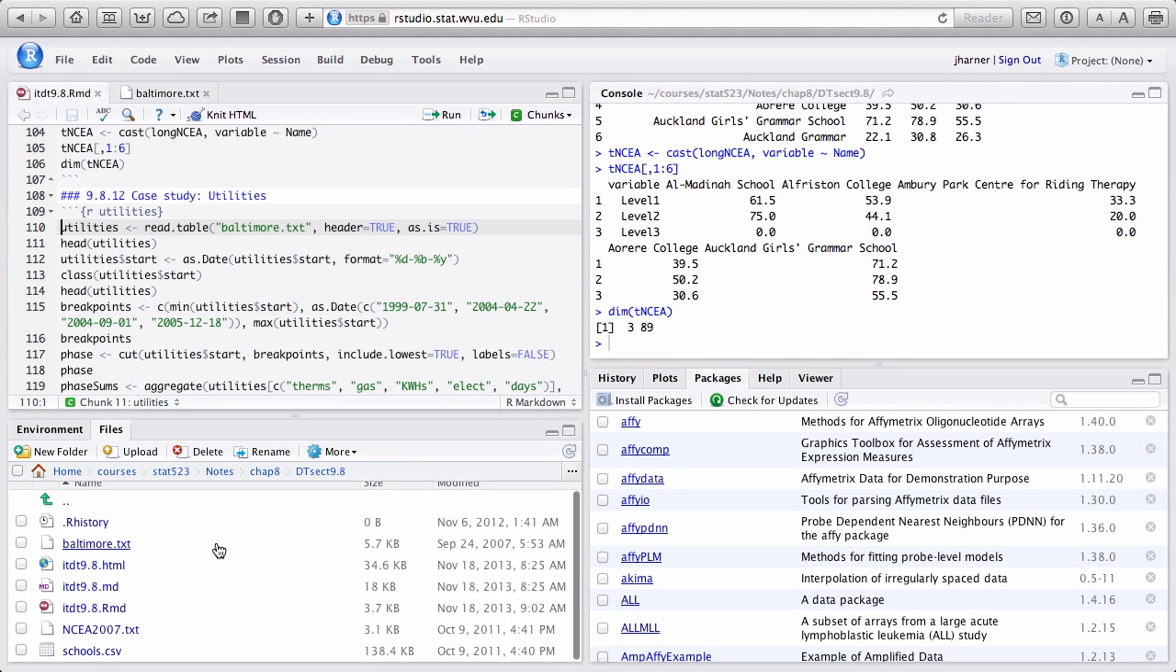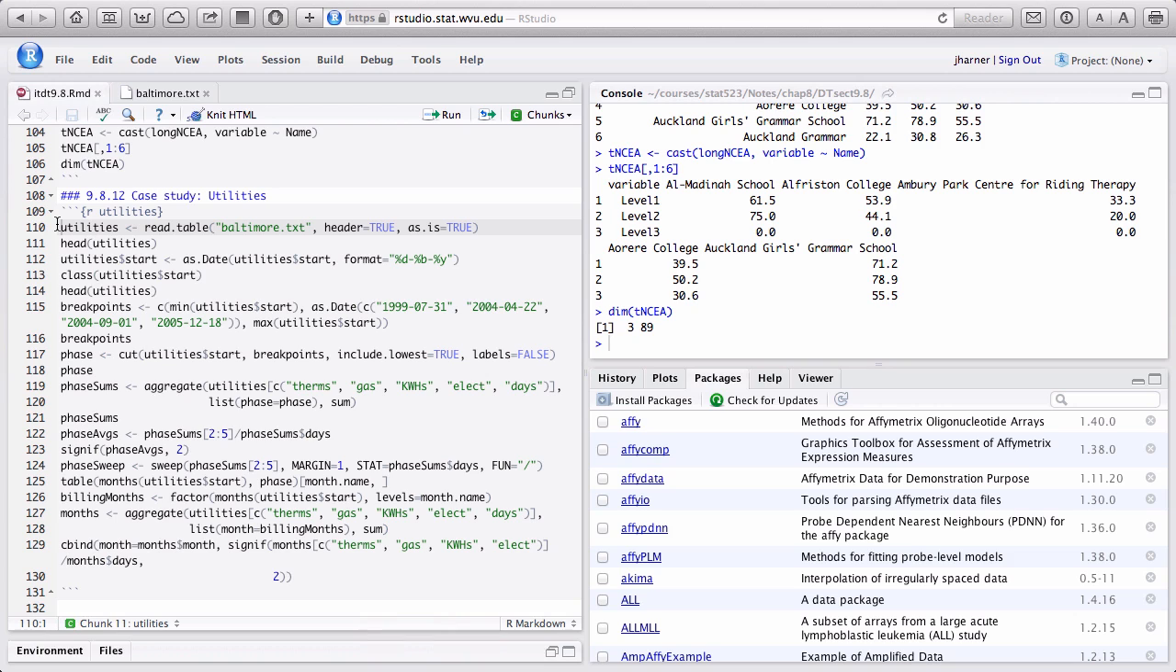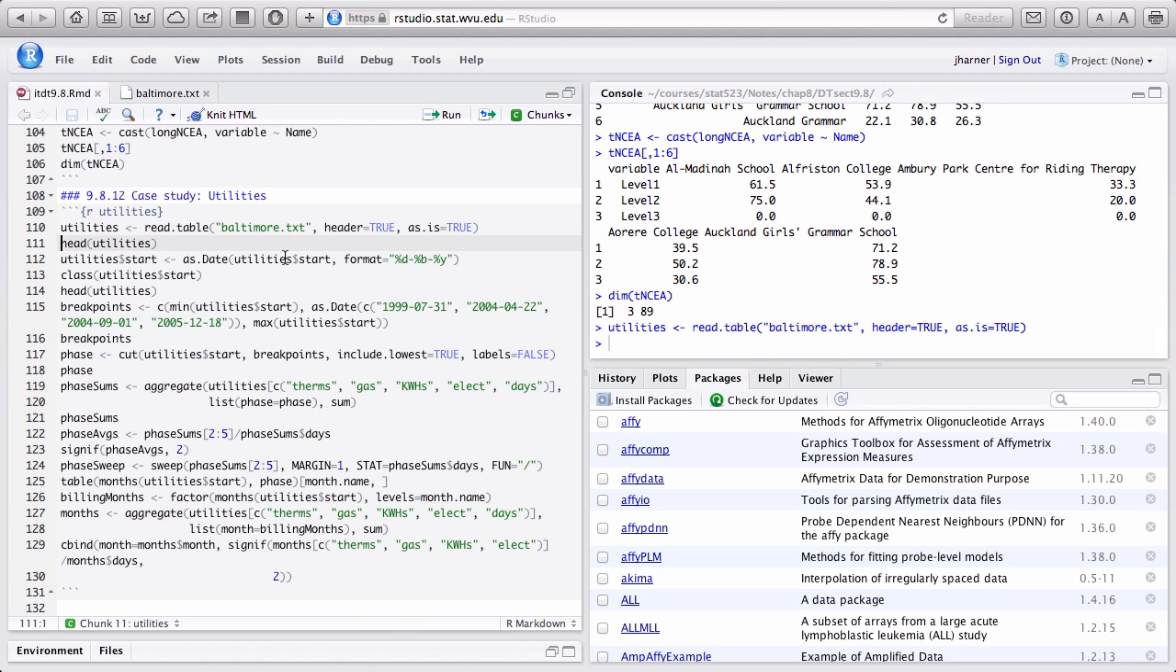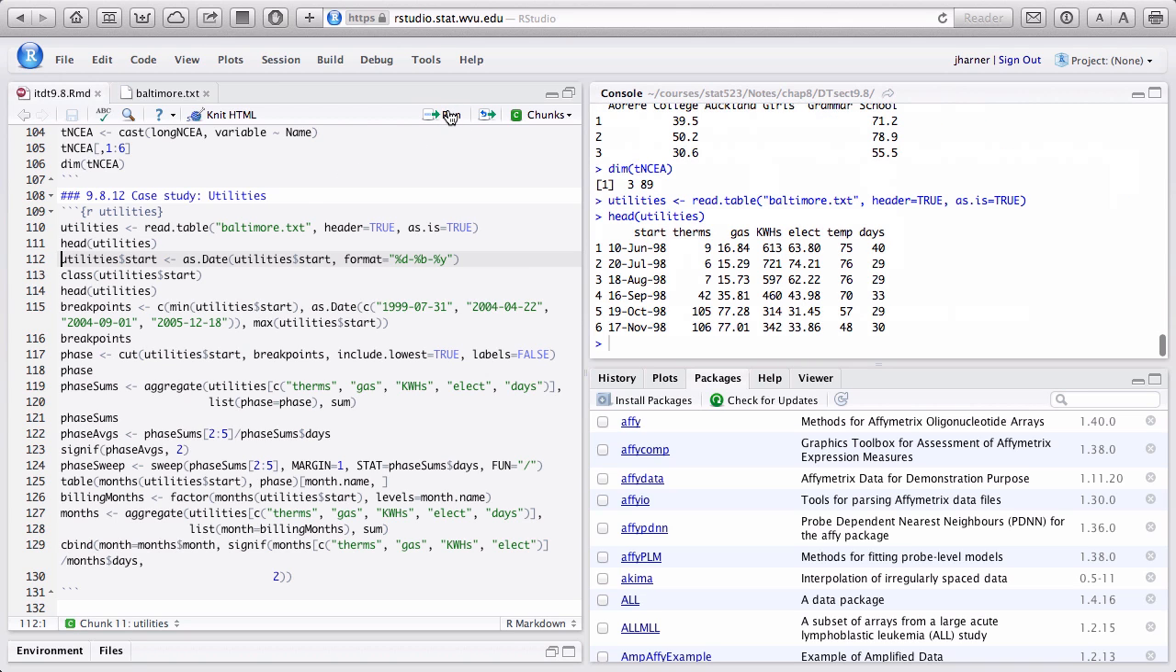And so, first of all, I'm going to read this in. We'll call it utilities. It's baltimore.txt, so apparently the data was collected in Baltimore. We'll read it as utilities, and then here are the first 6 observations.